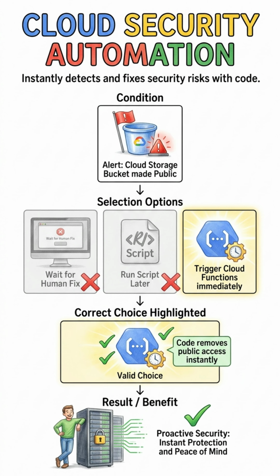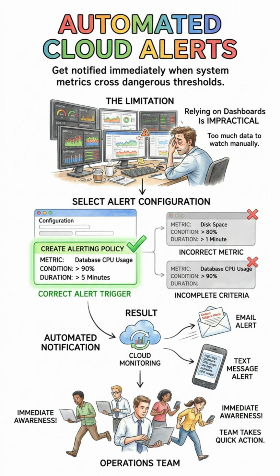Relying solely on dashboards is not a practical way to manage cloud infrastructure, which is why alerting policies are completely necessary. You can easily configure Cloud Monitoring to send an automated alert via email or text message whenever a specific metric crosses a dangerous threshold. A common exam scenario involves setting up these alerts to notify the operations team immediately if database CPU usage stays above 90% for more than 5 minutes.